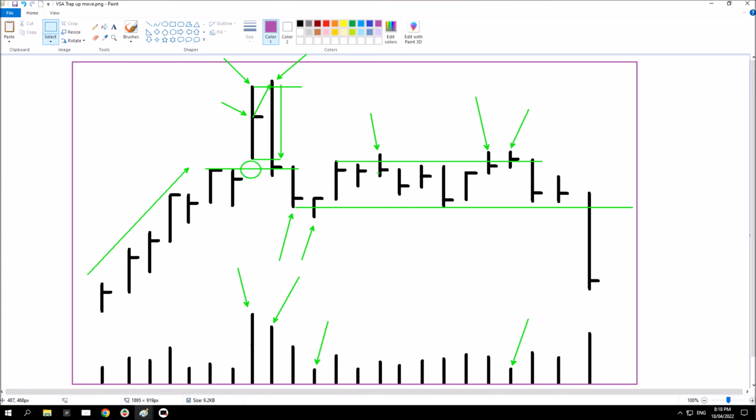You can see these little upthrusty bars here are confirming the weakness we've seen over here, and the no demand bar, an up bar with a narrow spread close in the middle or low, on low volume. The buyers are becoming exhausted. There's no buying pressure in the market anymore. These are confirming the weakness that's happened over here. That's why I call them confirming secondary indicators of primary weakness. And that's what's happening over here.